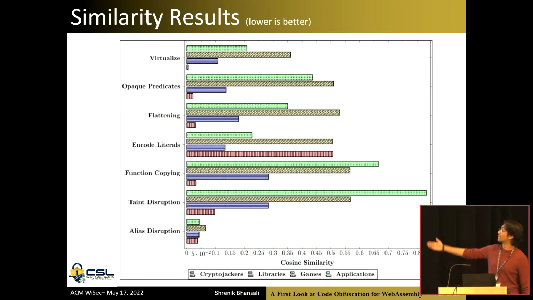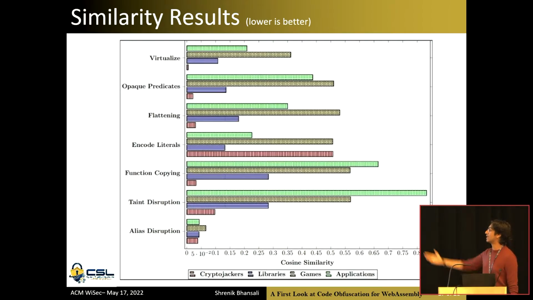These are the results of the similarity. We took the average in each category of program, and to the left, we have listed each obfuscation technique. For each bar, lower is better. This is a measure of similarity. So the closer it is to 0, the more dissimilar it is.